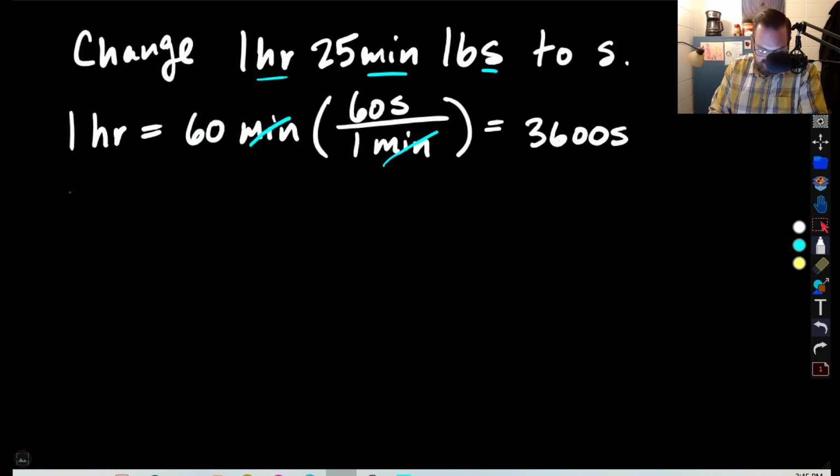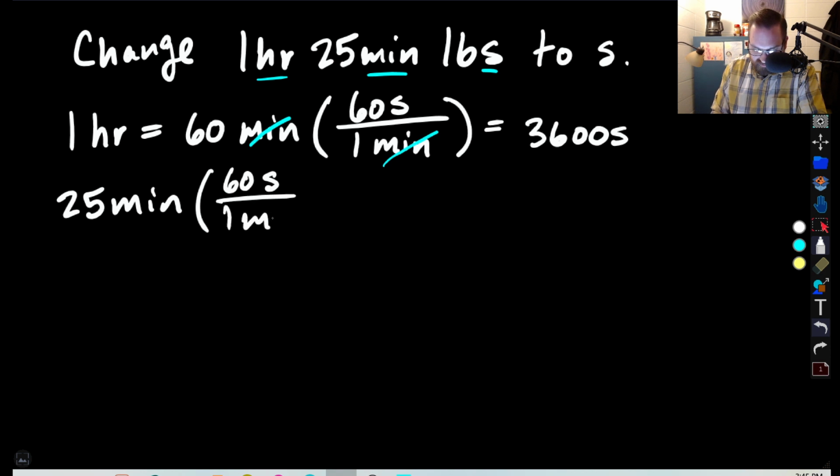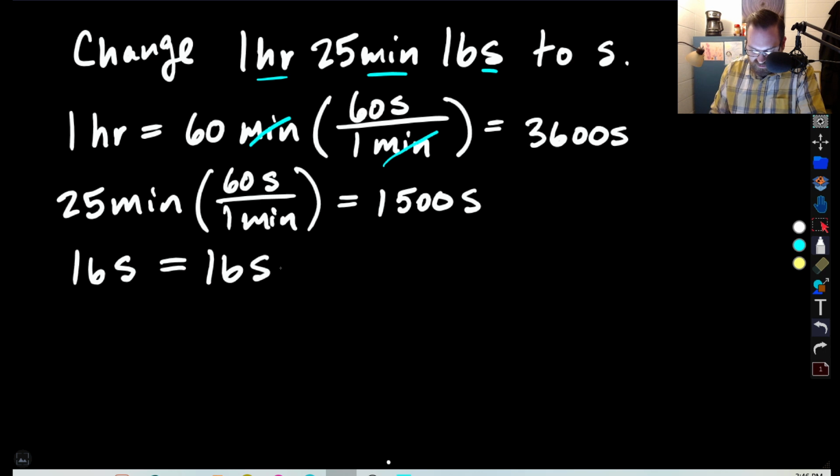Now we have to do the same thing with the minutes. So I've got 25 minutes. And I'm going to use the same process I did in the previous one. I'm going to multiply this by 60 seconds over 1 minute. And I'm going to get a specific value as a result. So 25 times 60, got my notes here. This is going to be 1,500 seconds. Okay. And then lastly, I've just got 16 seconds, right? And that's just equal to 16 seconds. Duh. Don't really have to do too much.